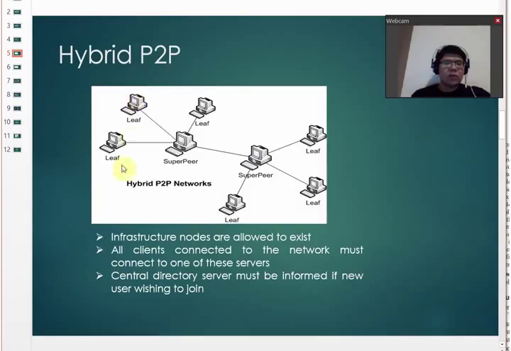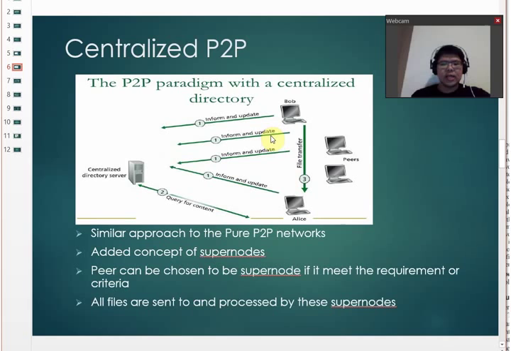For example, if one of the leaves wants to upload something to the super peer, it must inform the super peer before it uploads anything to the server. So moving on to the final type of unstructured P2P network, which is the centralized P2P network.